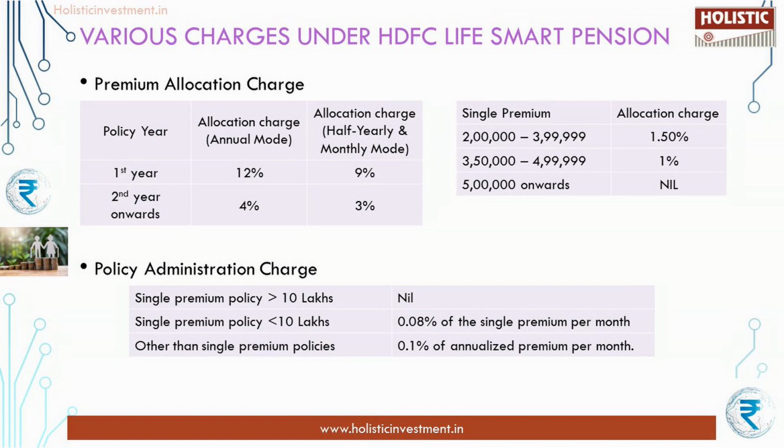Next, policy administration charge. For a single premium policy having a premium amount of more than 10 lakhs, there is no policy administration charge. For a single premium policy having a premium amount of less than 10 lakhs, it is 0.08% of single premium per month. For other than single premium policies, it is 0.1% of annualized premium per month.